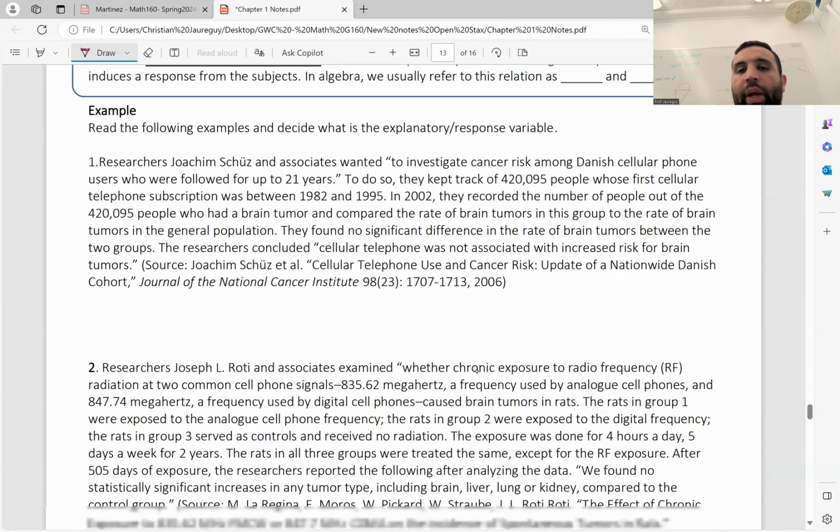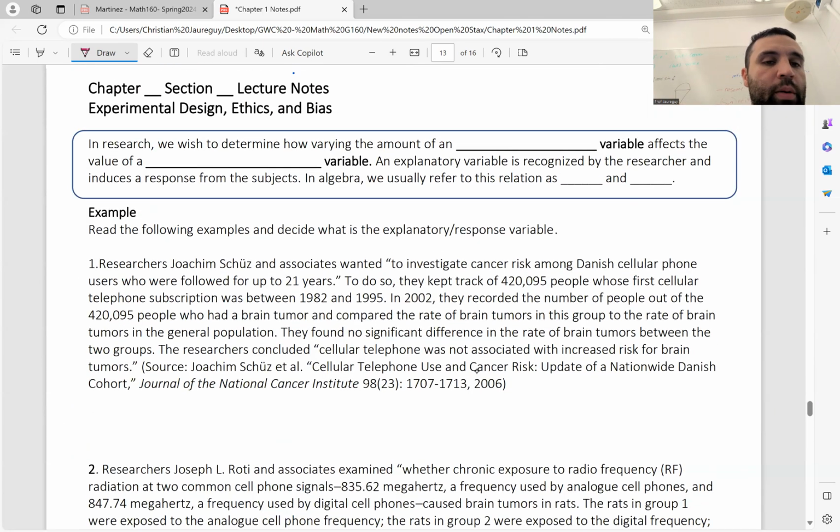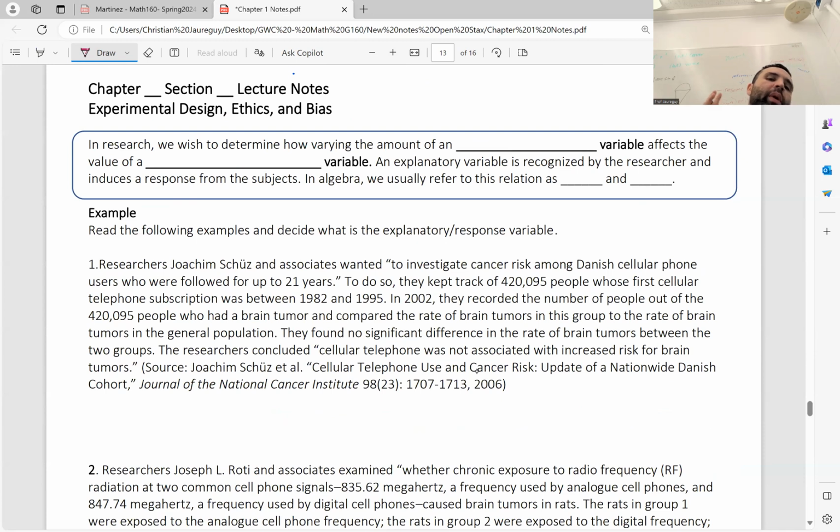Okay. We are winding down here. We got a couple more ideas, but in research, we wish to determine how varying the amount of explanatory variable affects the value of the response variable.